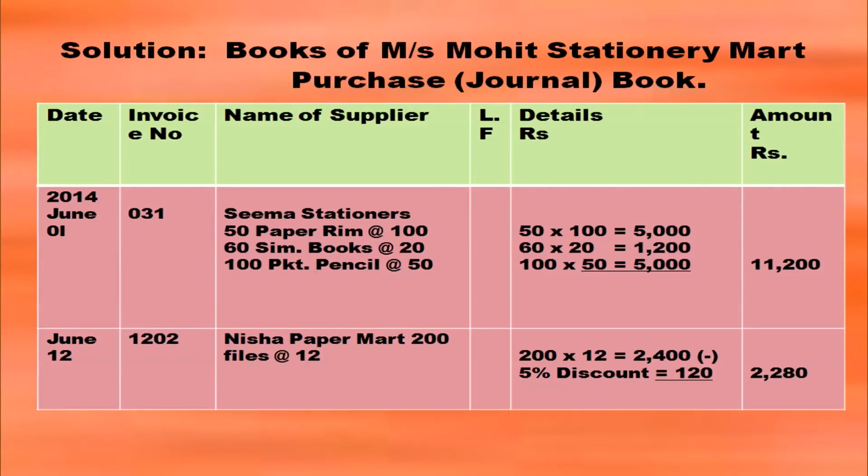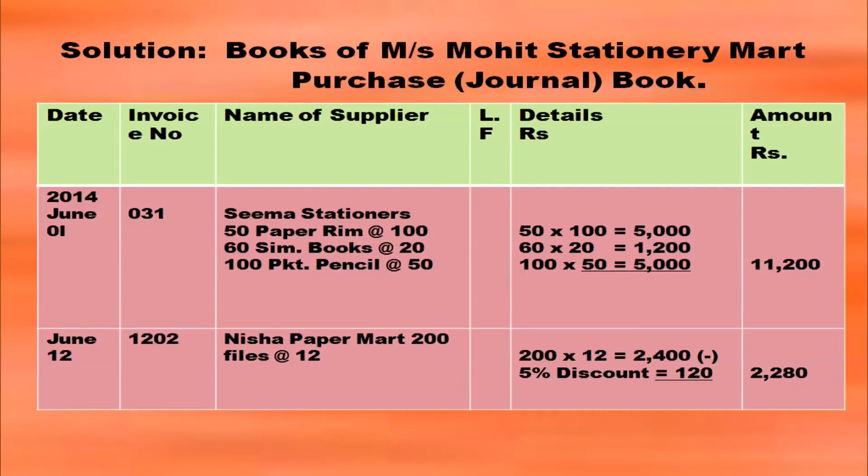So, 50 into 100, 5000. 60 into 20, 1200. 100 packet pencil at rupees 50, 100 into 50, 5000. So, 5000 plus 1200 plus 5000 will give you 11,000. That total amount will come in the amount column.